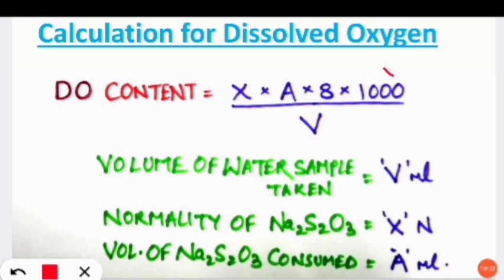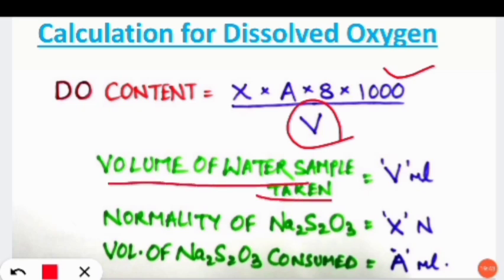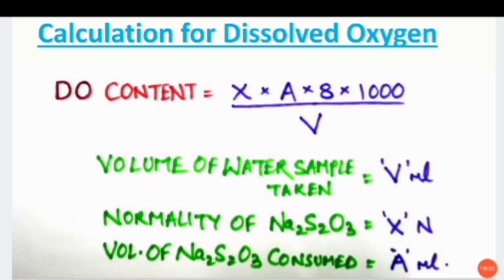Next we have to multiply by 1000. Why do we multiply? To convert from gram to milligram, because the dissolved oxygen we have to find in milligram per liter. Next is V. What is this V? That is the volume of water sample taken. How much volume is taken in the flask? That will be V ml. So I hope you are clear now. This is the total formula to calculate the dissolved oxygen.